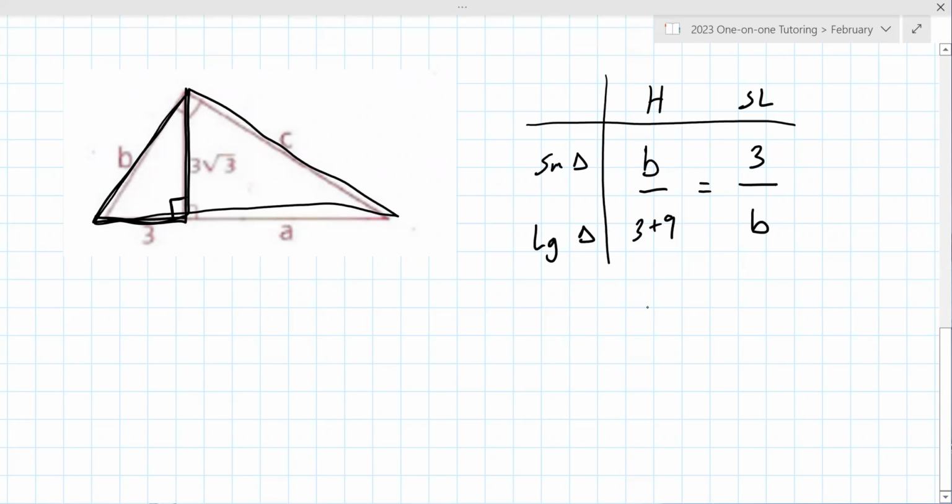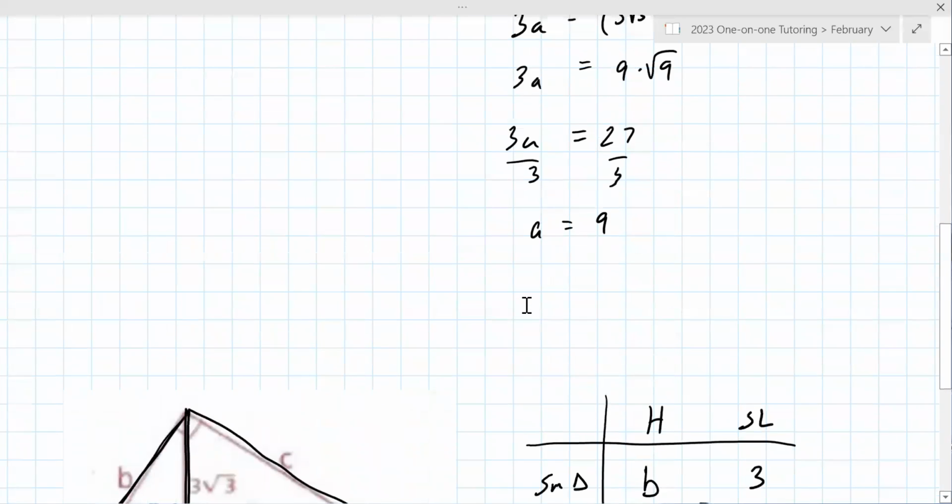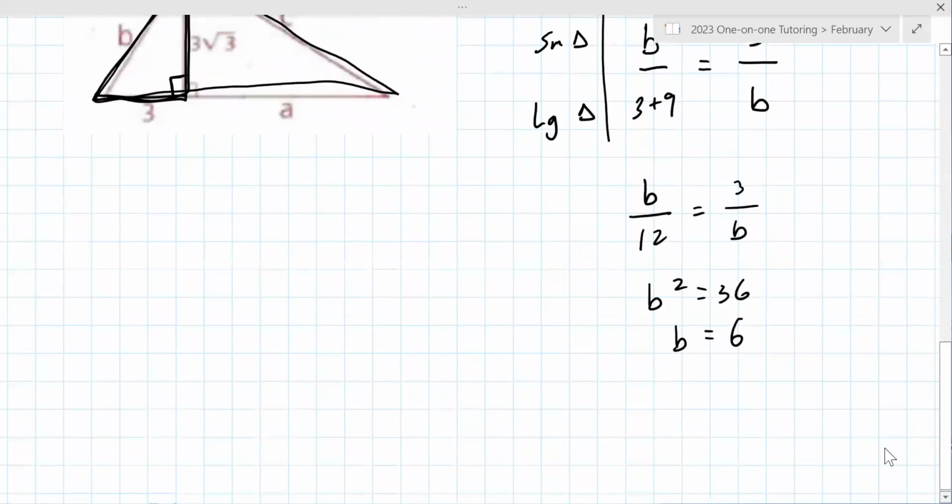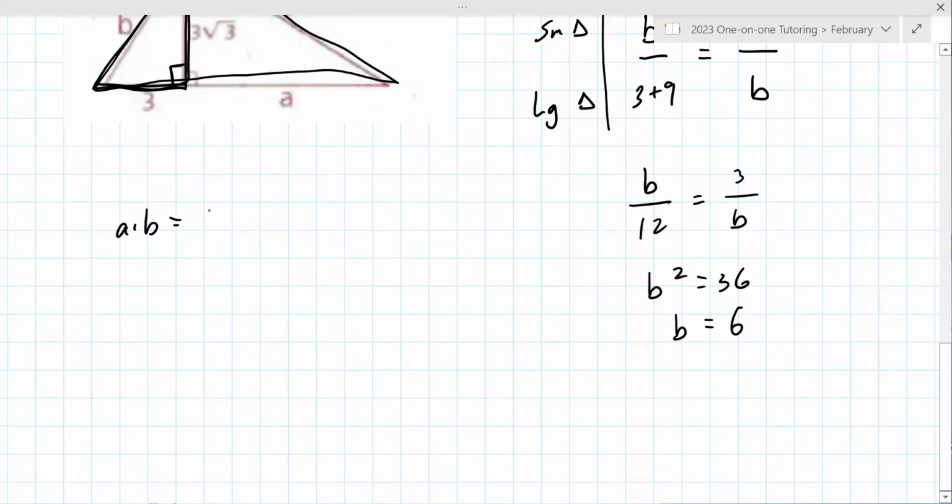All right. So now what's nice is, again, there's only one variable. So you've got b squared equals 36. So b equals 6. Okay, so now to find a times b, we know that a is 9. A times b is 9 times 6, which is 54.